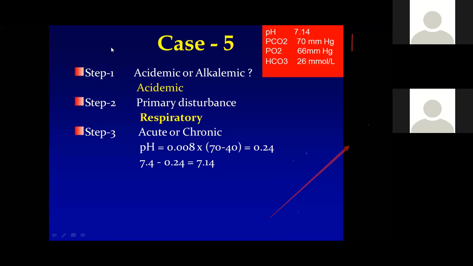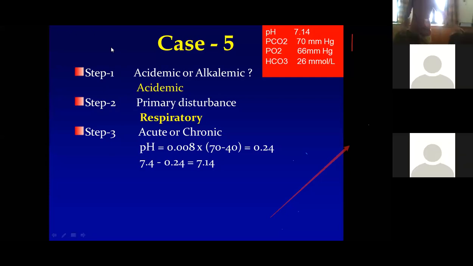Sorry for the mistake here. It is 7.16. So the given pH and the calculated pH are nearing each other. So that means that the patient is having acute respiratory acidosis.